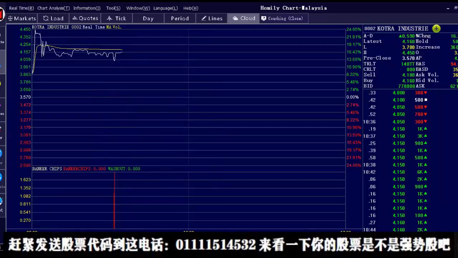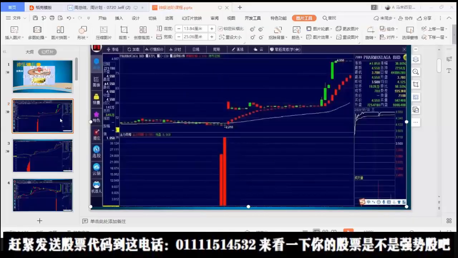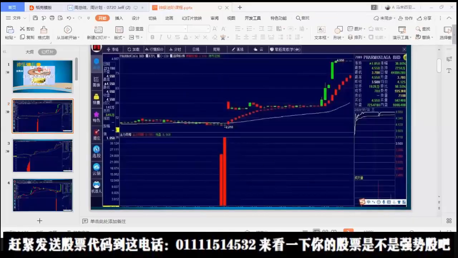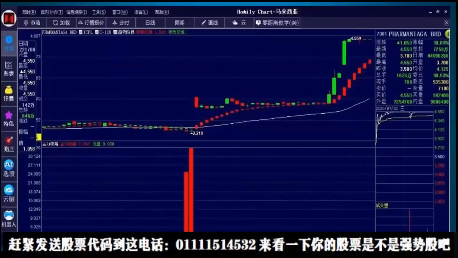In this chart I focus on the hottest individual stocks, 7081 and 7148. Can you see my slide? Now I go to my slide and show you how to read the chart. If you can see my slide, please give me number 3.